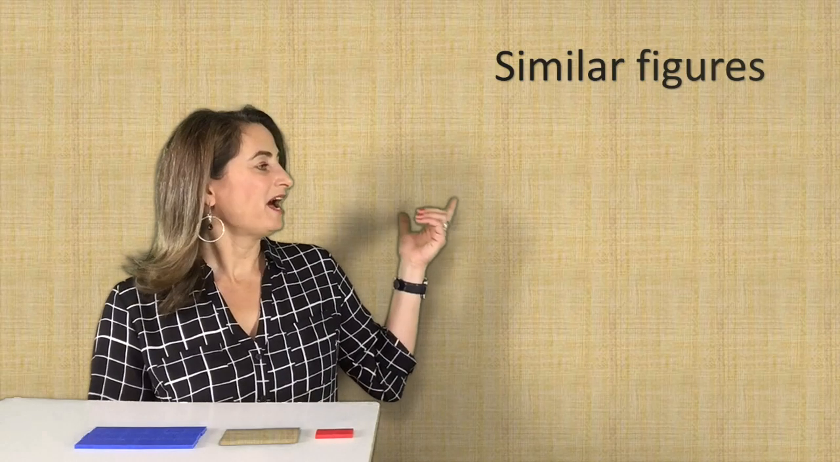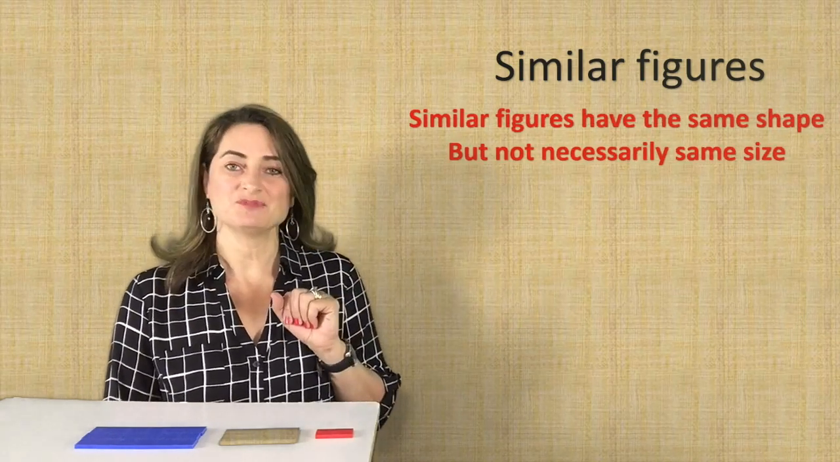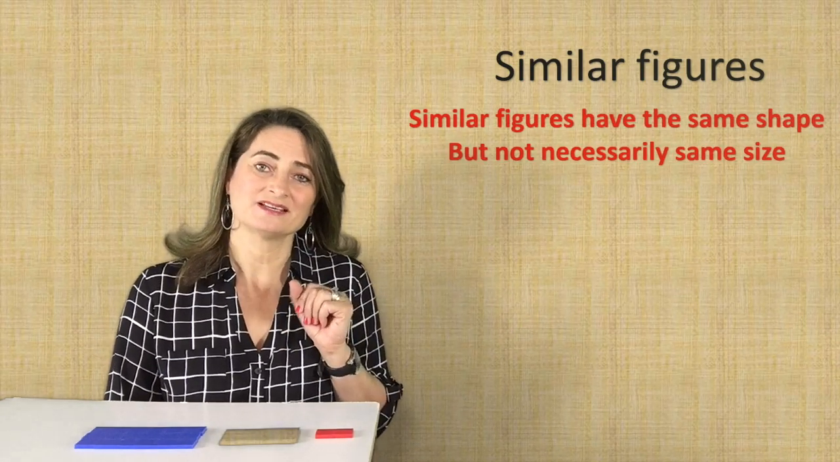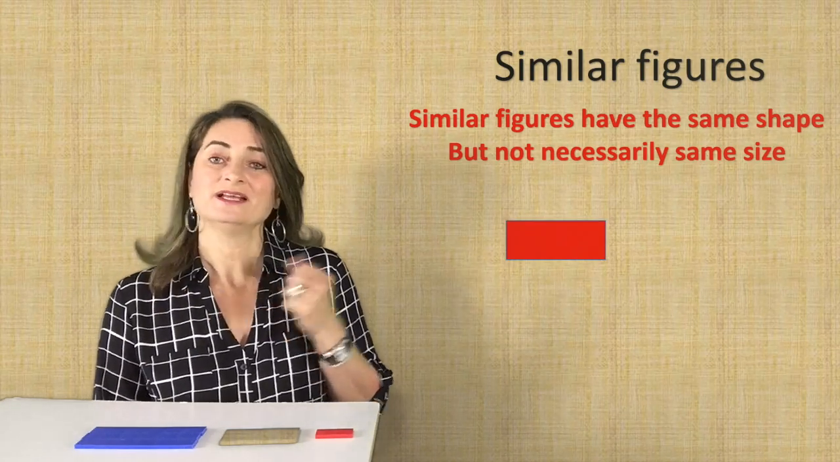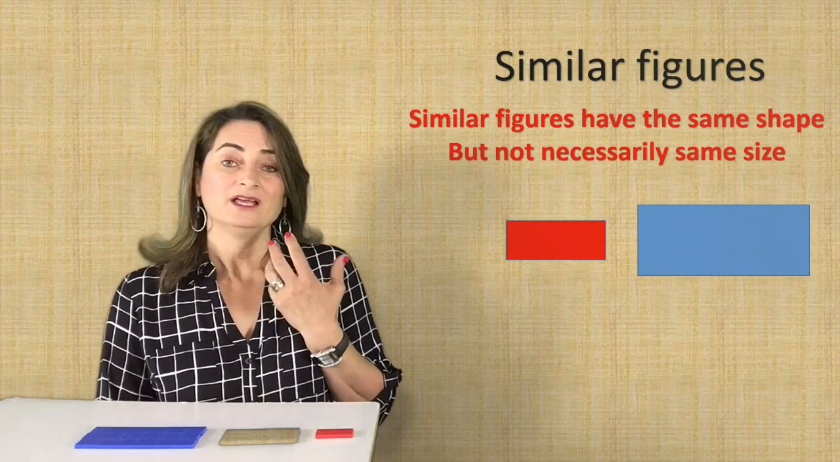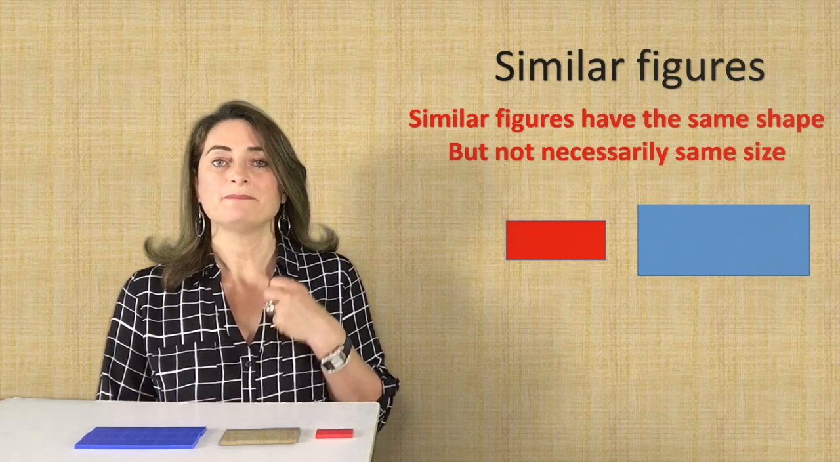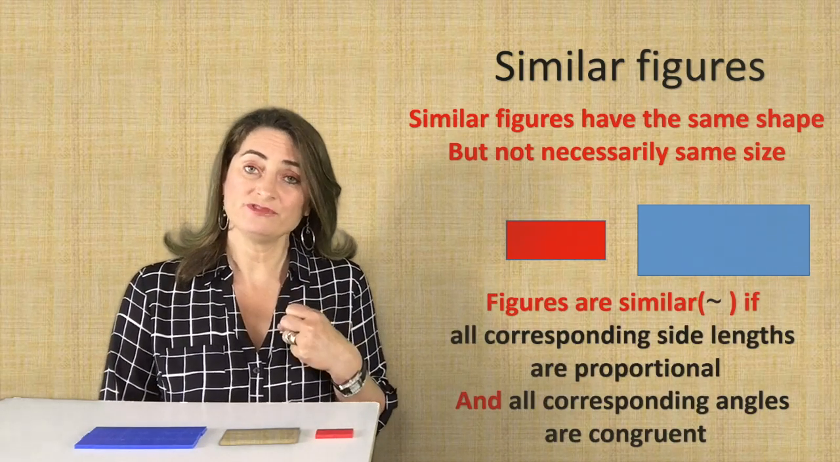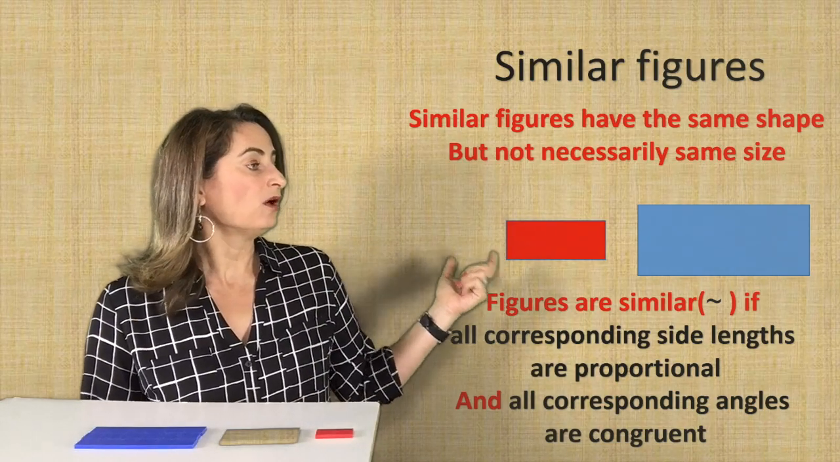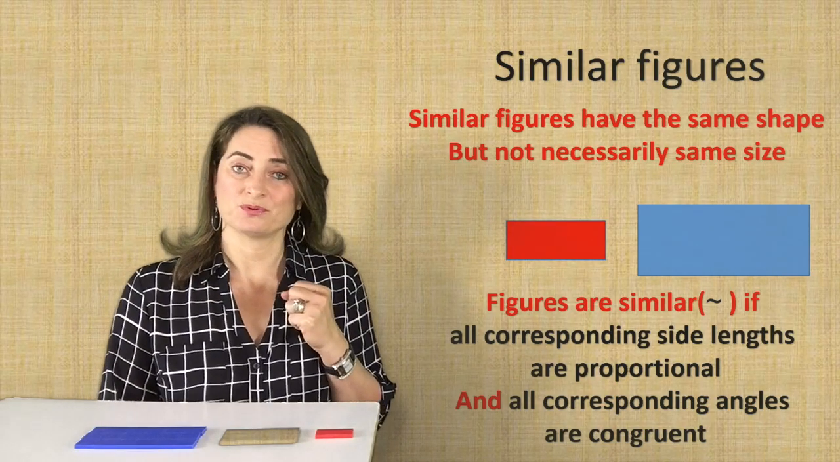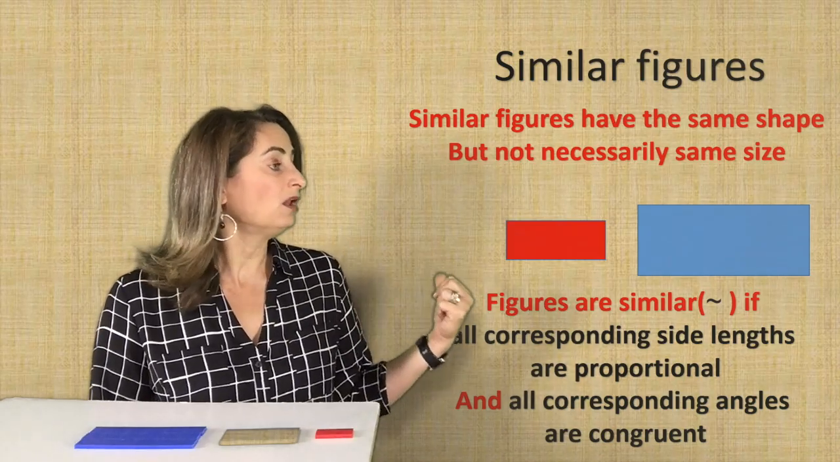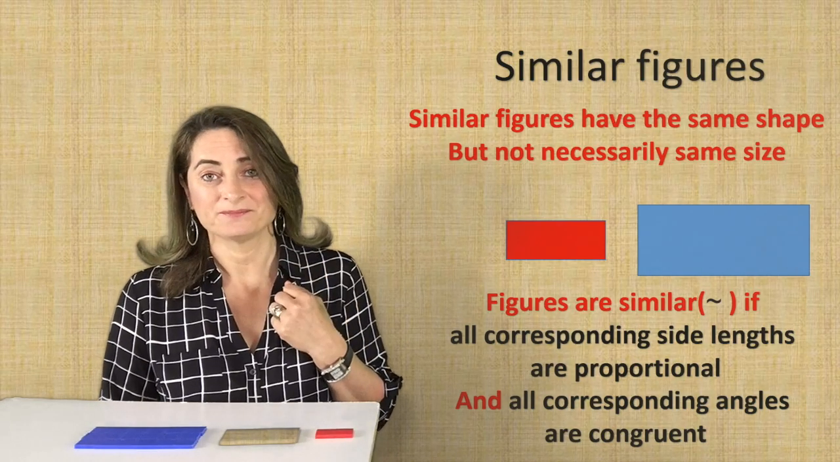Welcome to Mr. Wagged's math class. Last lesson, we talked about similar figures and how similar figures have the same shape but not necessarily the same size, just like this red rectangle and the blue rectangle. And we also talked about how we can prove two figures are similar mathematically: we need to prove that all corresponding side lengths are proportional and all angles are congruent.